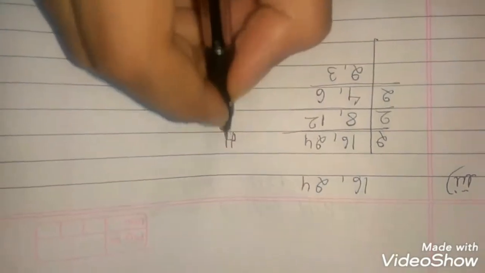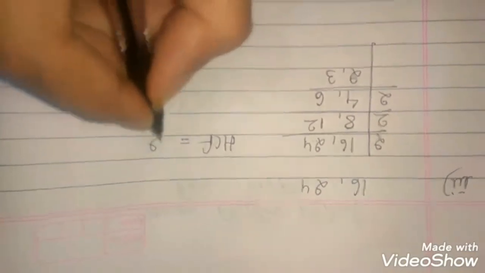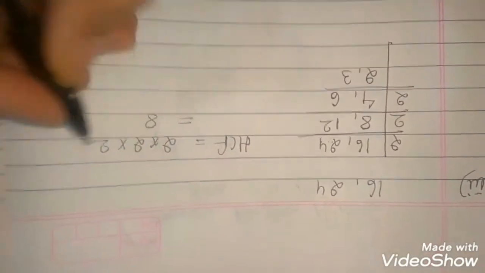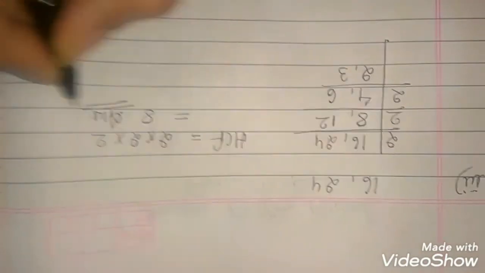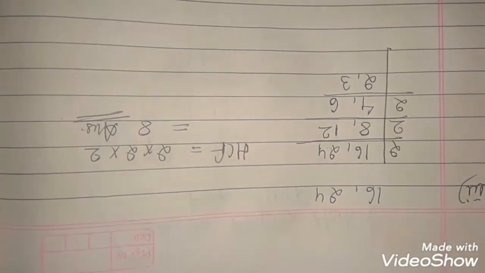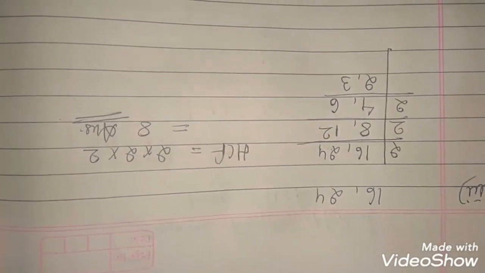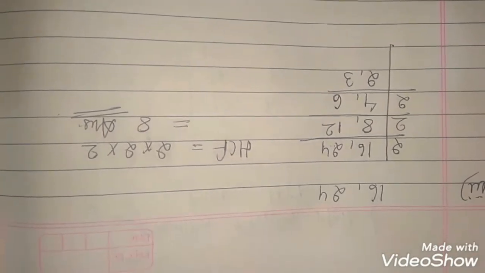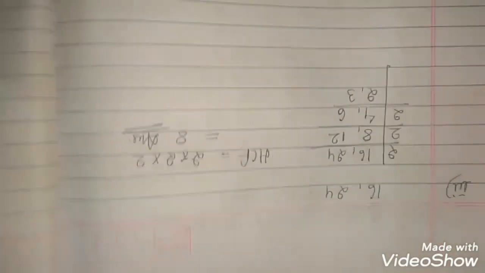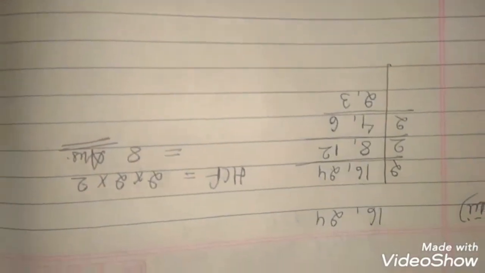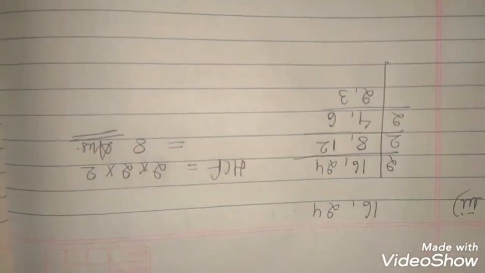So HCF will be 2 into 2 into 2, that is 8. So answer is 8. In this way you can solve the questions of HCF by the common division method. Try to solve the questions of your exercise 3.2 given in your book. Thank you.